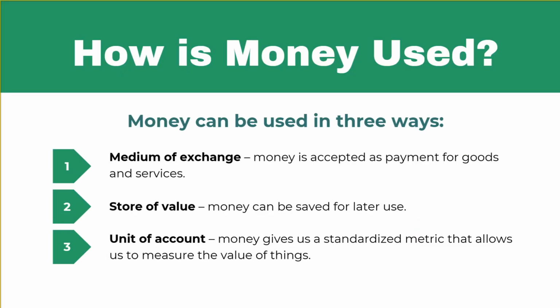So how is money used? Money can be used in three ways. Medium of exchange, where money is accepted as a payment for goods and services. Store of value, where money can be saved for later use. And unit of account, where money gives us a standardized metric that allows us to measure the value of things.